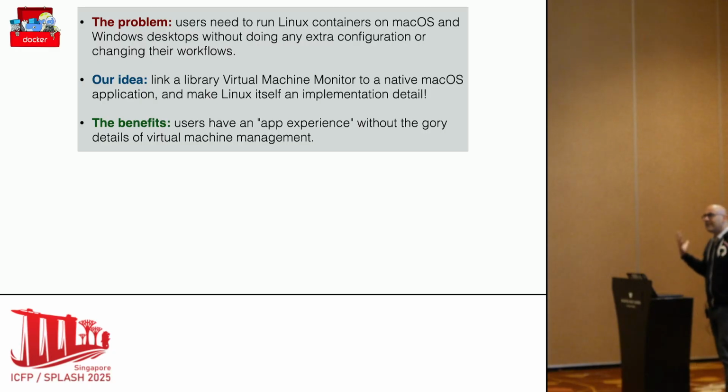Can we take the Linux kernel and do some stuff that will allow us to just treat it like any other library in our repertoire of libraries? So just like you link to libSSL, or you link to libmath, or anything else, could we do a liblinux? And then we built something called a library virtual machine monitor that made that possible. And so in the true functional programming style, our goal is to make Linux an implementation detail of the application. And the benefits are the users just have a simple application experience without all the gory details to worry about. Does that make sense? OK.